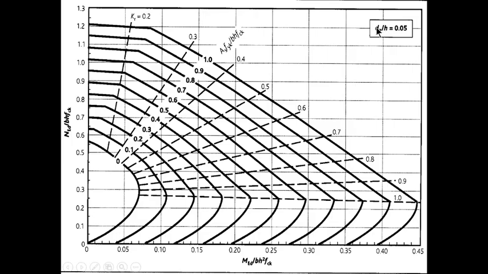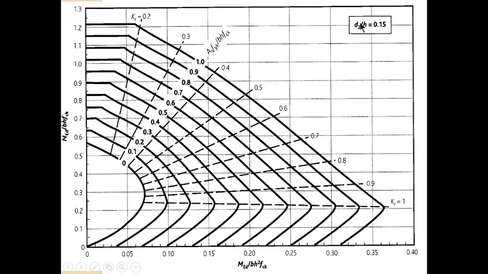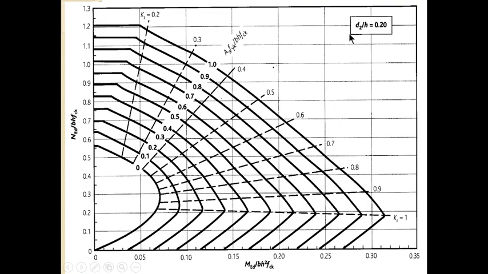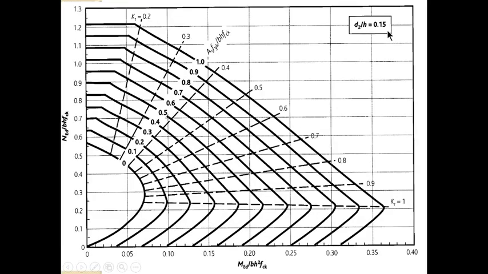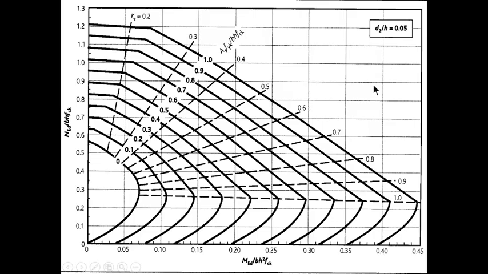This is a chart where D2 over H is 0.05. In this one, D2 over H is 0.10. In this one, D2 over H is 0.15. In this one, D2 over H is 0.2. So you select the chart to use based on your D2 over H. And in this chart, we pick up values.